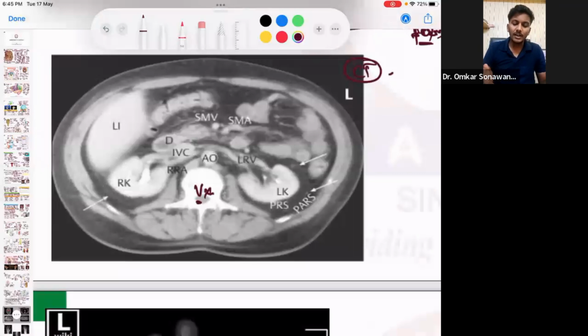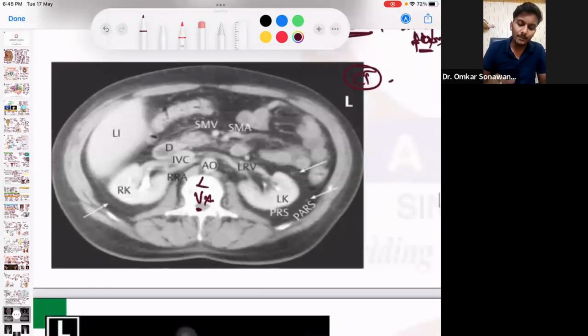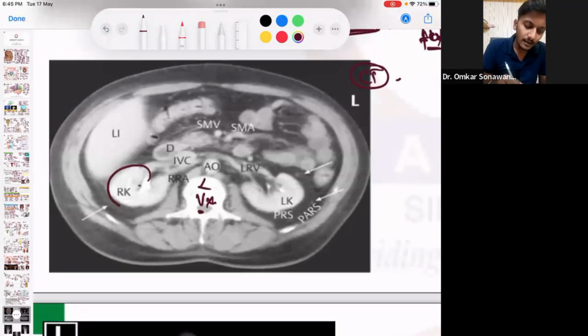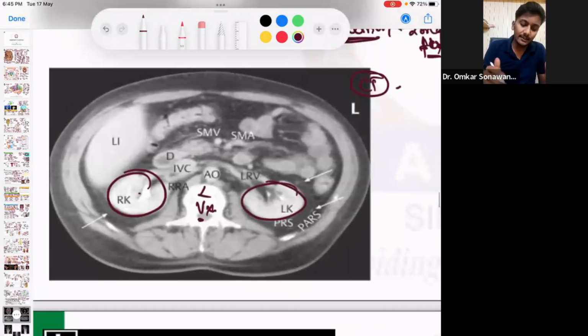And in this vertebra, which vertebra is this? Lumbar or thoracic? This is definitely the lumbar vertebra. Okay? Lumbar vertebra hota hai. Because you can see the right kidney and the left kidney, okay?